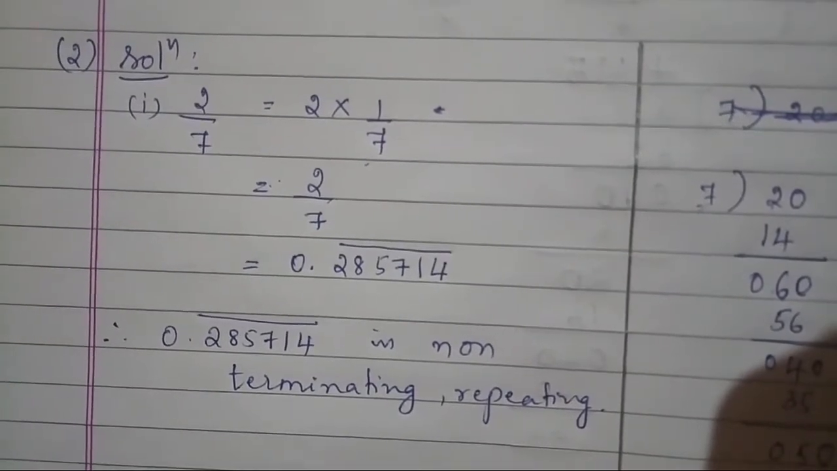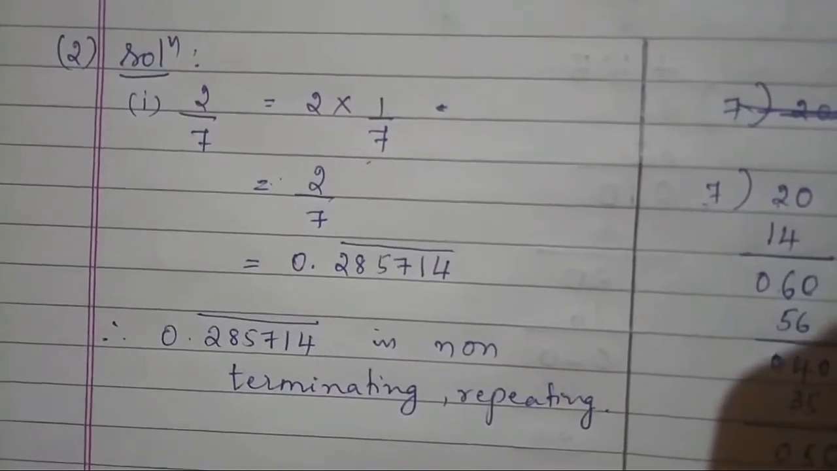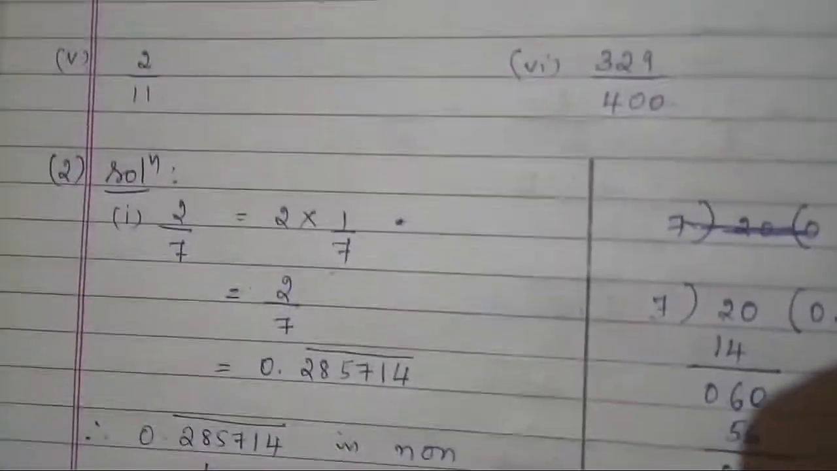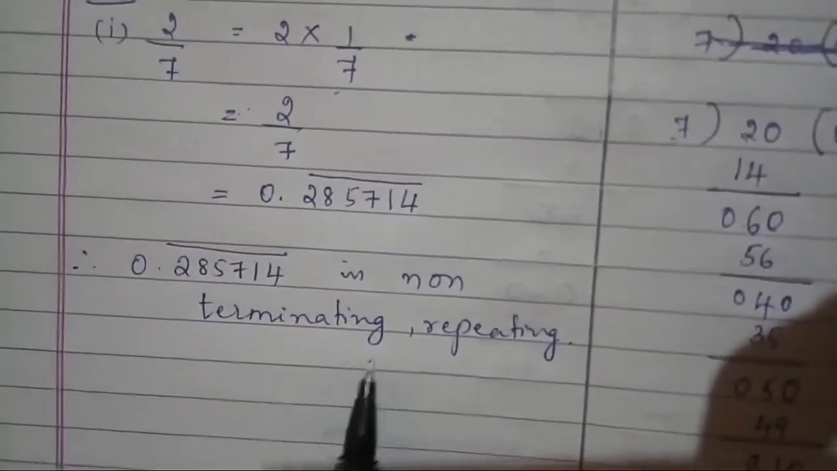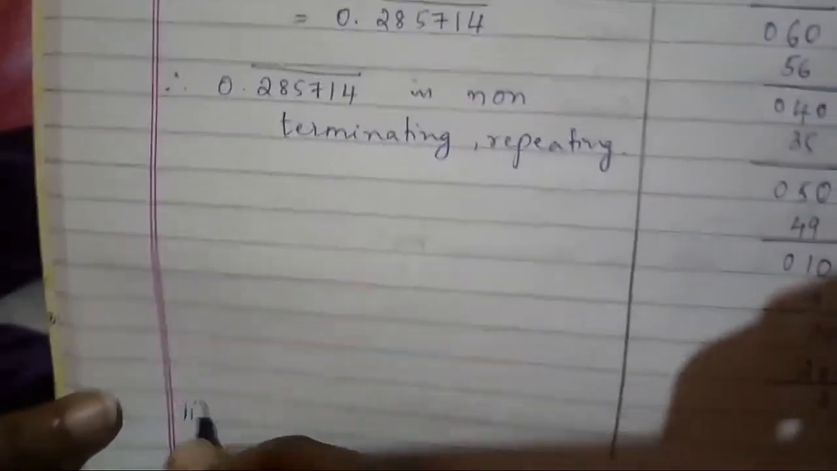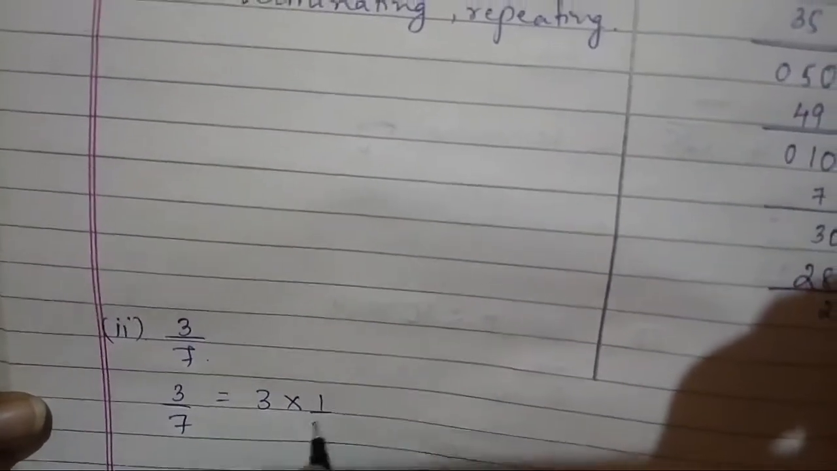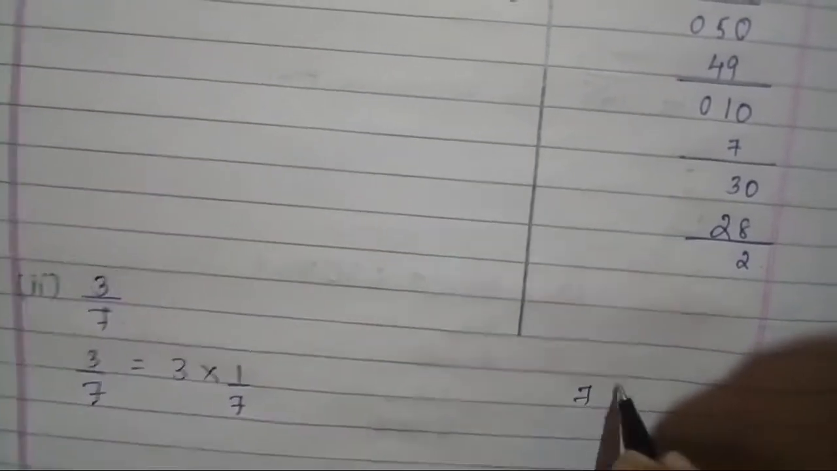This I already explained in the previous video. So watch the previous video. Go through the description, you will get the previous video, and go through this topic, the meaning of terminating and non-terminating. In the second problem itself, we need to find one more thing, that is 3 by 7. How will we write 3 by 7? 3 by 7 can be written as 3 into 1 by 7. So here 7 is the divisor, 3 is the dividend.